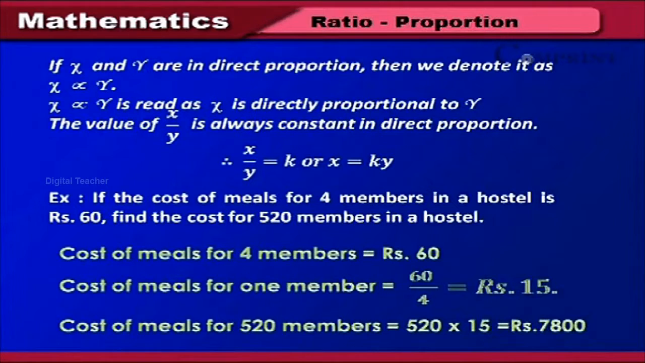Example: if the cost of meals for 4 members in a hostel is rupees 60, find the cost for 520 members in a hostel. Cost of meals for 4 members is rupees 60. Cost of meals for 1 member is equal to 60 by 4, which is rupees 15. Cost of meals for 520 members is equal to 520 into 15, which is rupees 7,800.